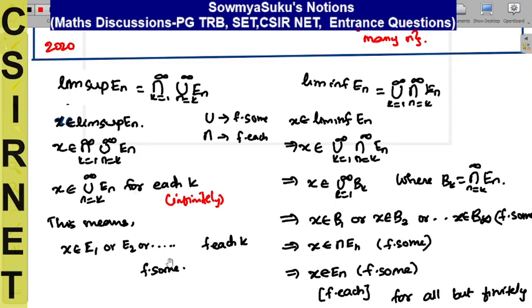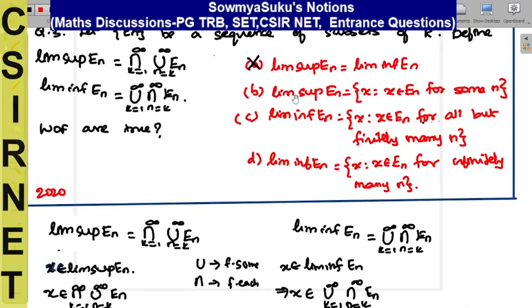For each K. So here we have for some and for each. Infinitely. This means infinitely. So from this you can say that for limit supremum, here it is given for some, but we get infinitely. So accordingly we can say that option B is the wrong option. We have to get here infinitely.